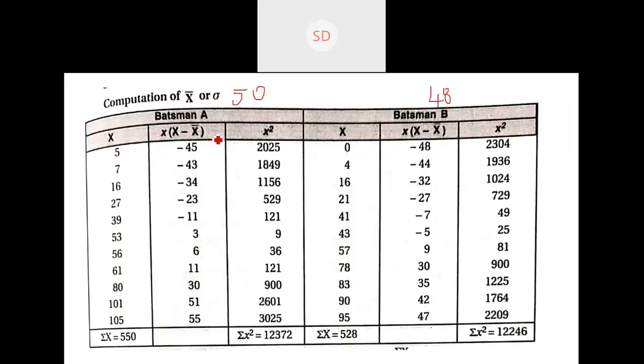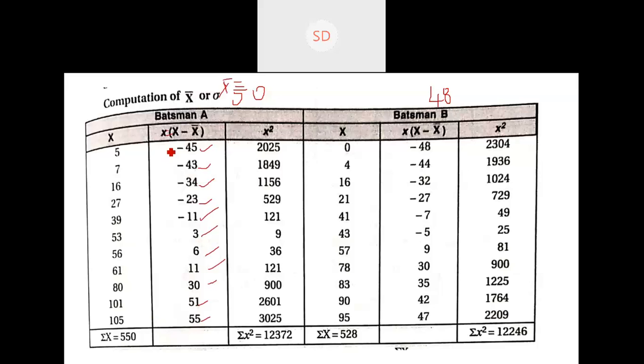We will consider x minus x bar. X is already here. So 5 minus 50 is minus 45. 7 minus 50 is minus 43. 16 minus 50 is minus 34. 27 minus 50 is minus 23. 39 minus 50 is minus 11. 53 minus 50 is plus 3, plus 6, plus 7, and like this we go on calculating.